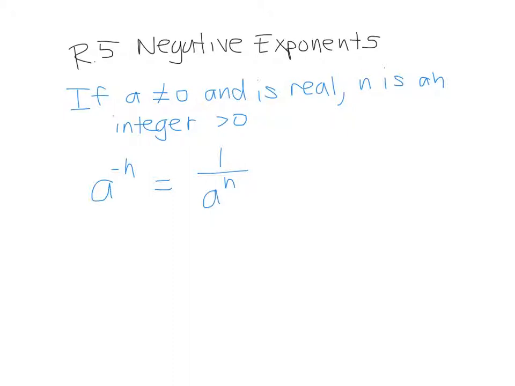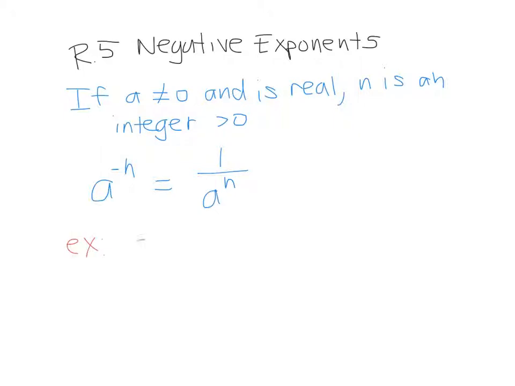Since we're saying that n is positive, that means that we're definitely starting out with a negative exponent, and if we want to write that exponent in a positive way, we're going to put that base in the denominator, right? We're going to take the reciprocal of it. So let's look at an example where we apply that.